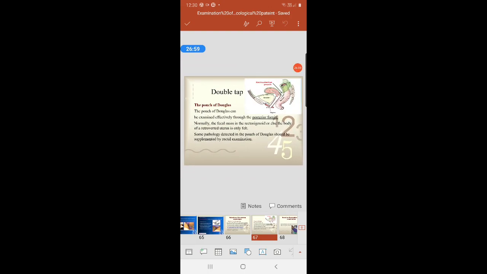So posteriorly we can feel through the fornix. If the uterus is retroverted in position, we can feel it. Some pathology detected in the pouch of Douglas should be supplemented by the rectal examination. If we find any pathology in the pouch of Douglas, then we have to perform another method of examination, which is the rectal examination. Okay.